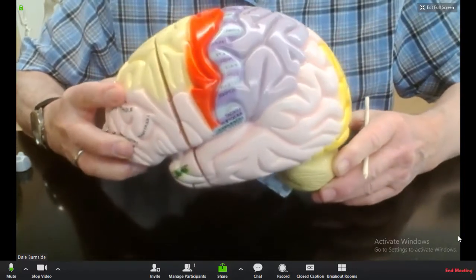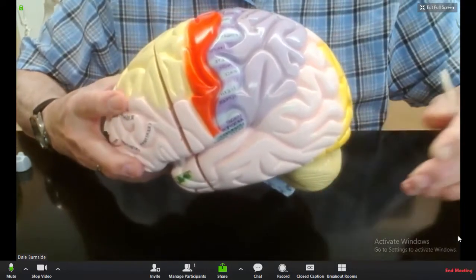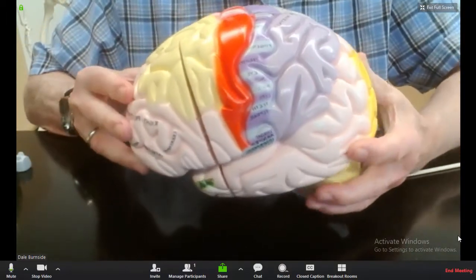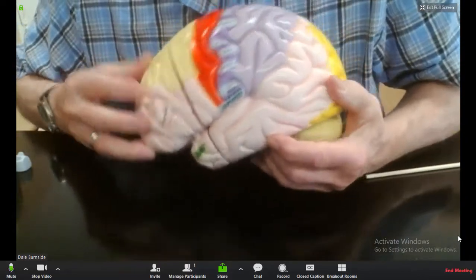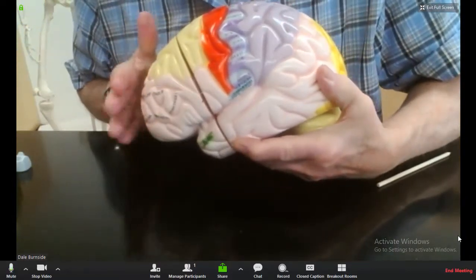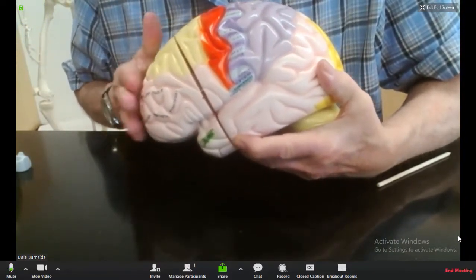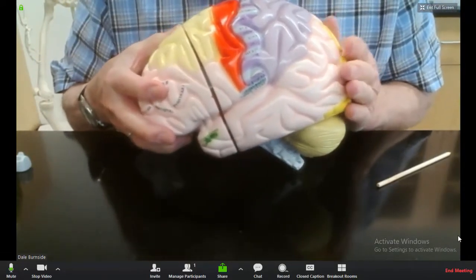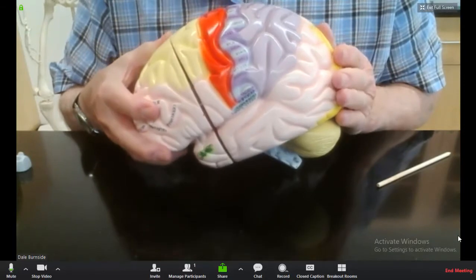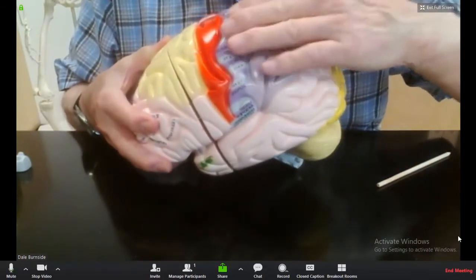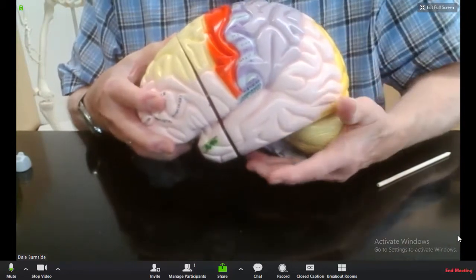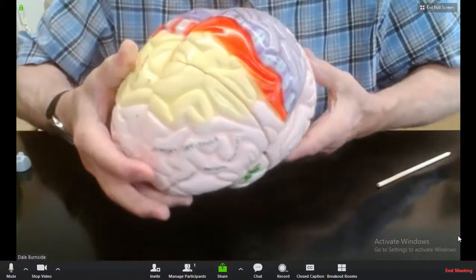The most obvious feature, let's get oriented first so you know which direction is which. This hand over here, this is the front of the brain, or the anterior part of the brain, and back here is the posterior part of the brain. Okay, then this is the superior part of the brain, and this is the inferior part of the brain.